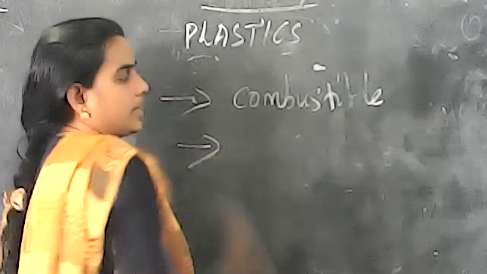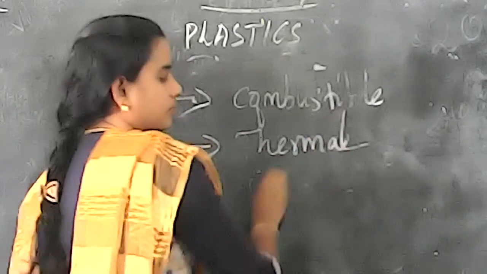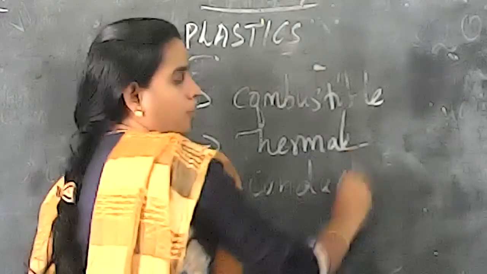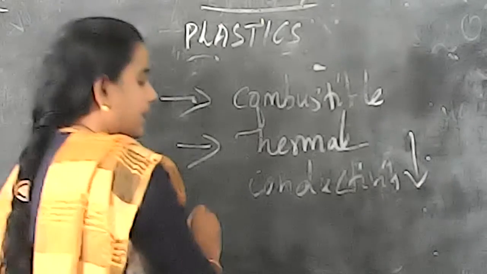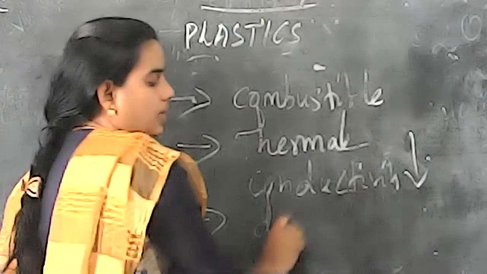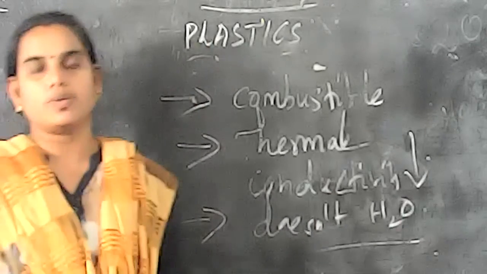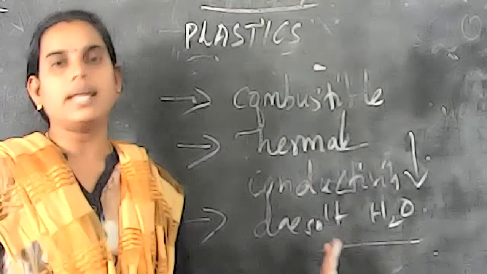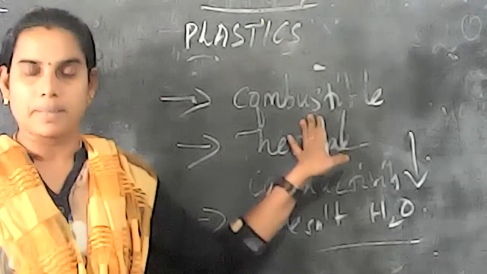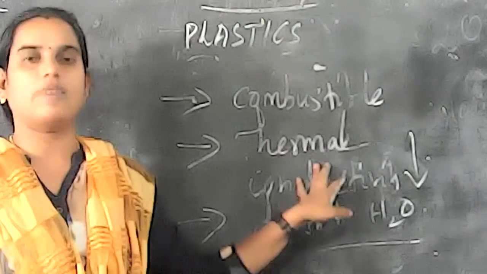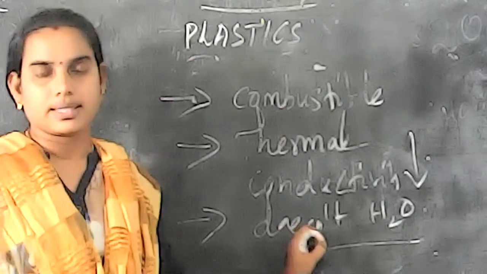And the second one, the thermal conductivity is very low. So the conductivity of heat is very low. That is the second one. And the third characteristic is that it does not dissolve in H2O. So water never reacts with plastic. So these are all the characteristics of plastic material. The first one is that it is highly combustible, the thermal conductivity is very low, and it doesn't react with water. These are all the characteristics of plastic.